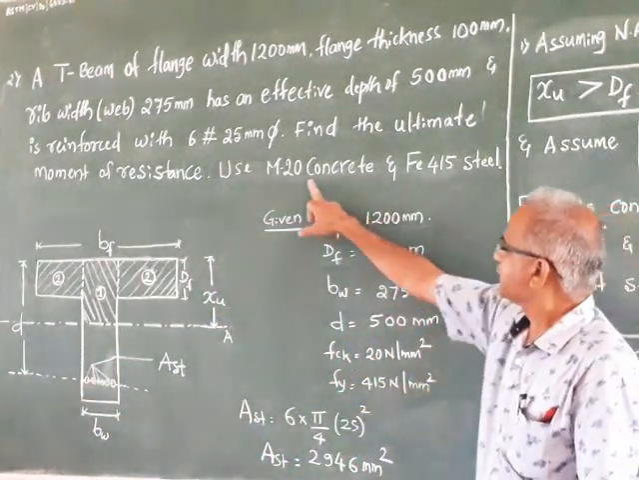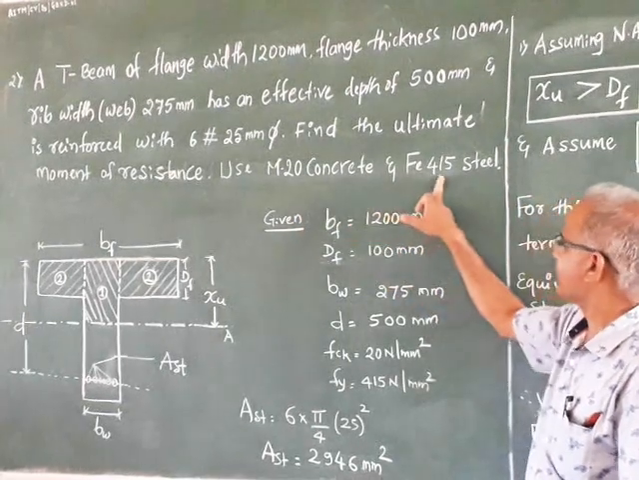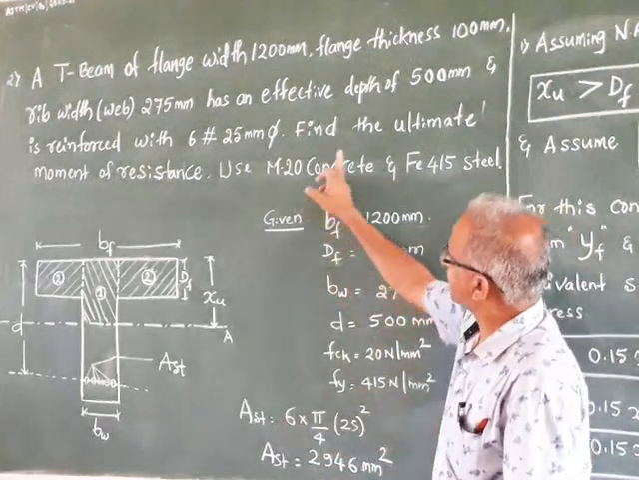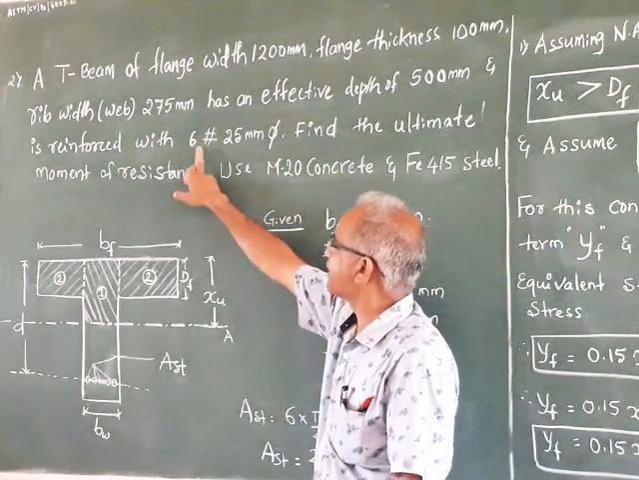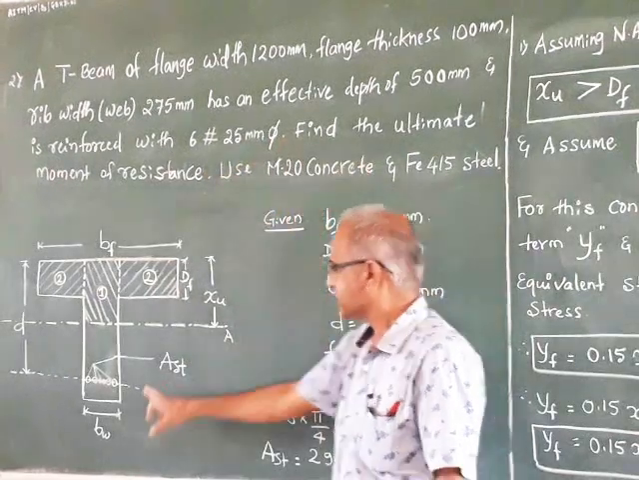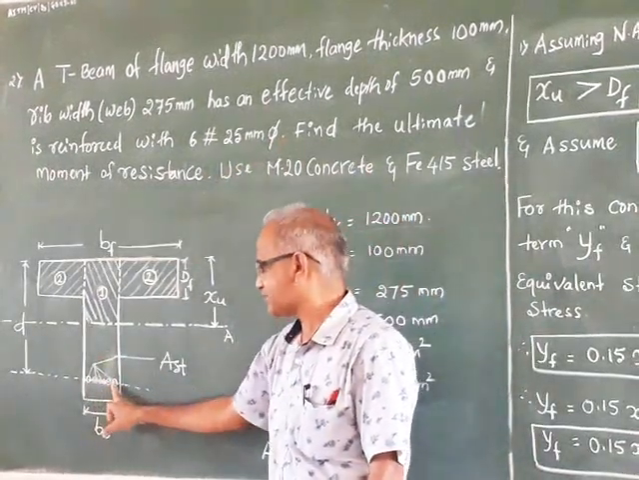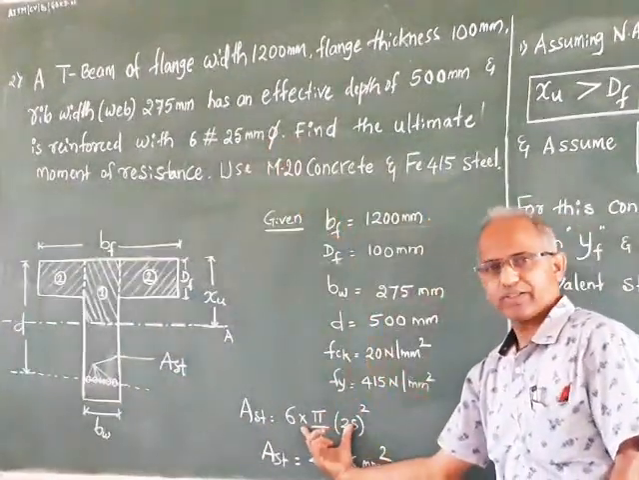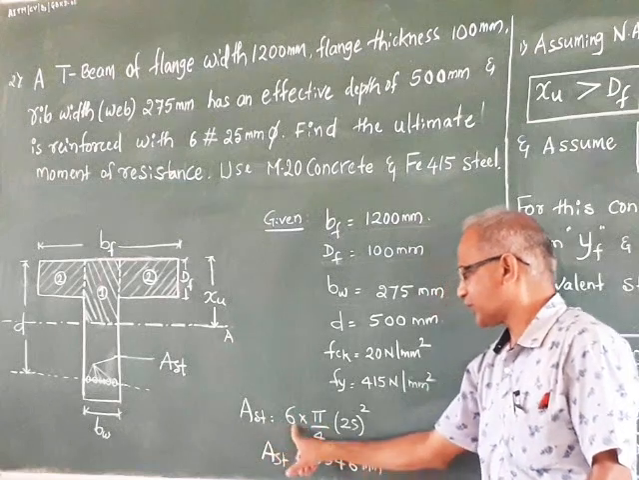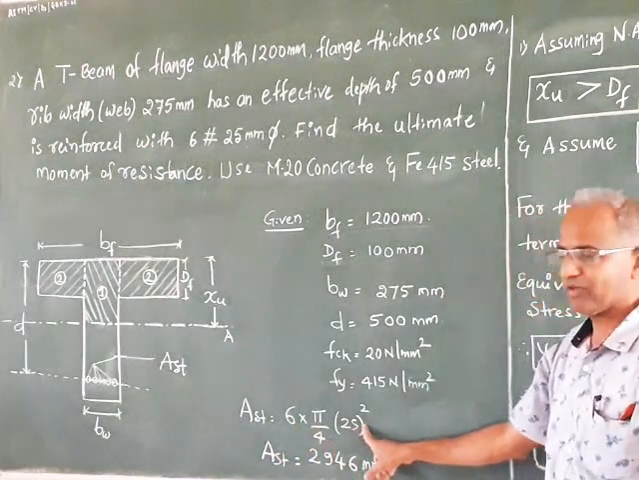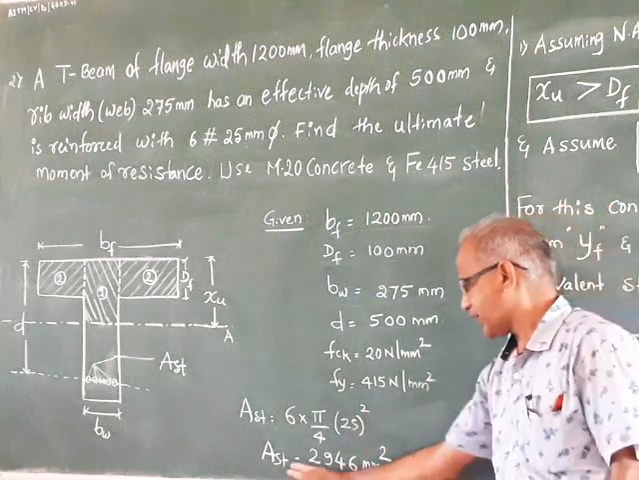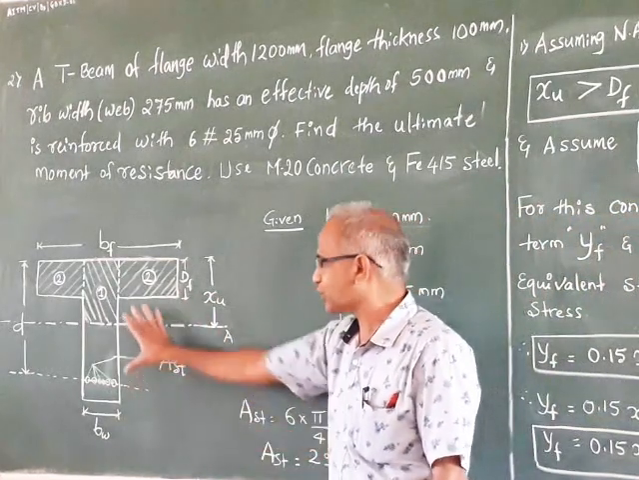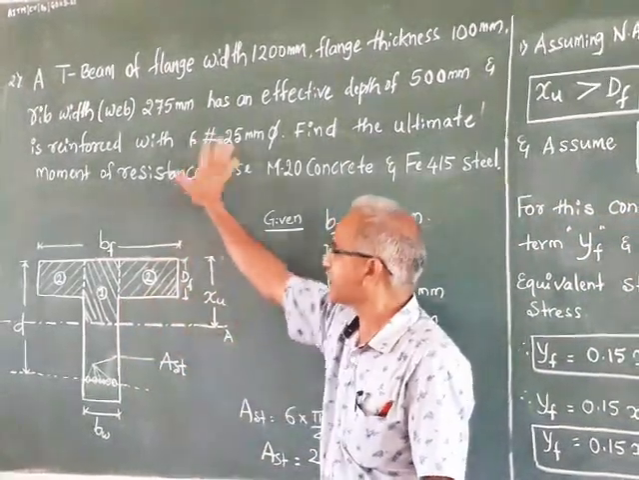Then fck is 20 Newton per mm square and fy is 415 Newton per mm square. Steel given is 6 bars of 25 mm diameter. So as tensile reinforcement there will be 6 bars of diameter 25 mm. Therefore you can calculate the area of steel. Area of steel is equal to 6 bars into pi by 4 into 25 squared. So area comes out to 2946 mm square. So this is the first step: we have to draw the T-beam as per the given data.